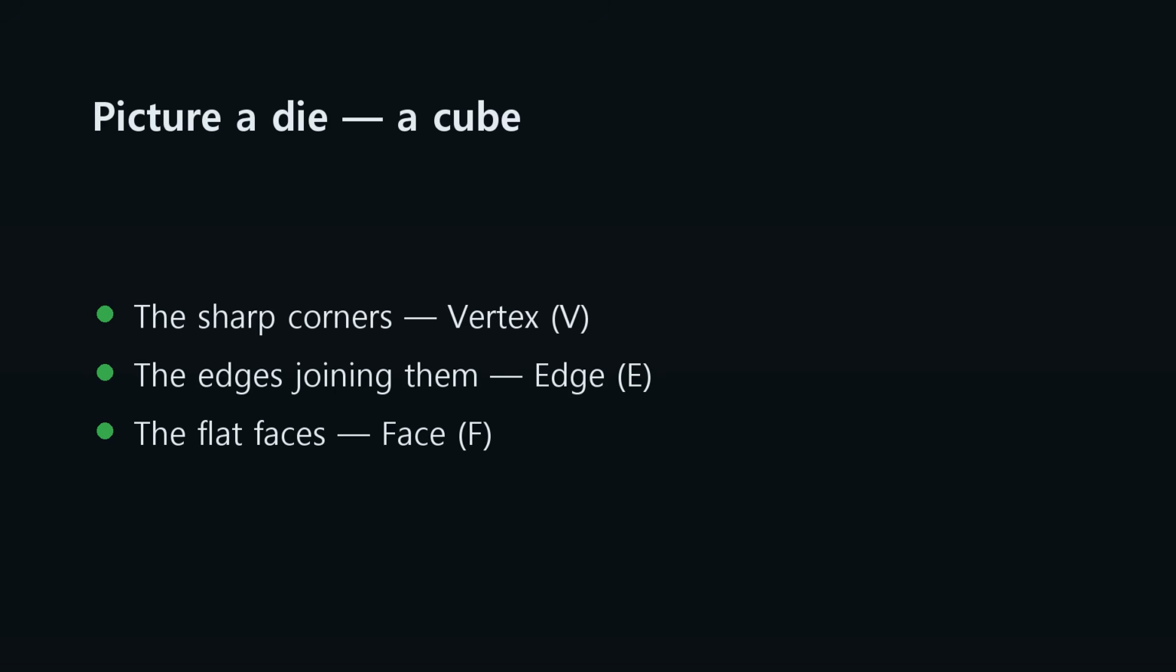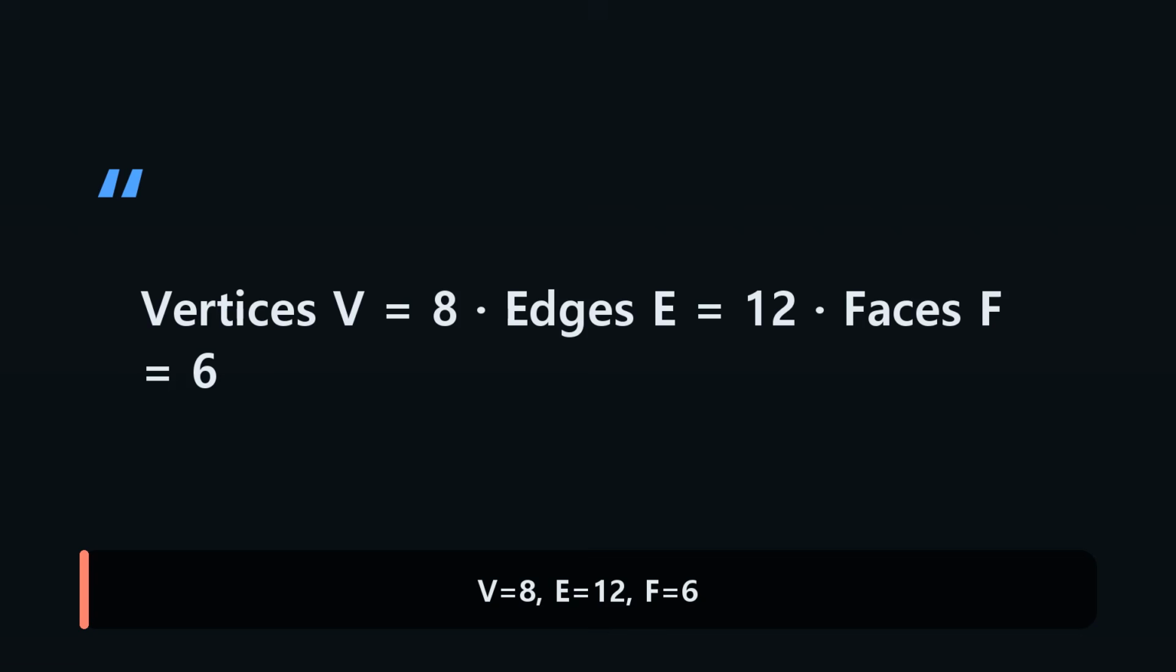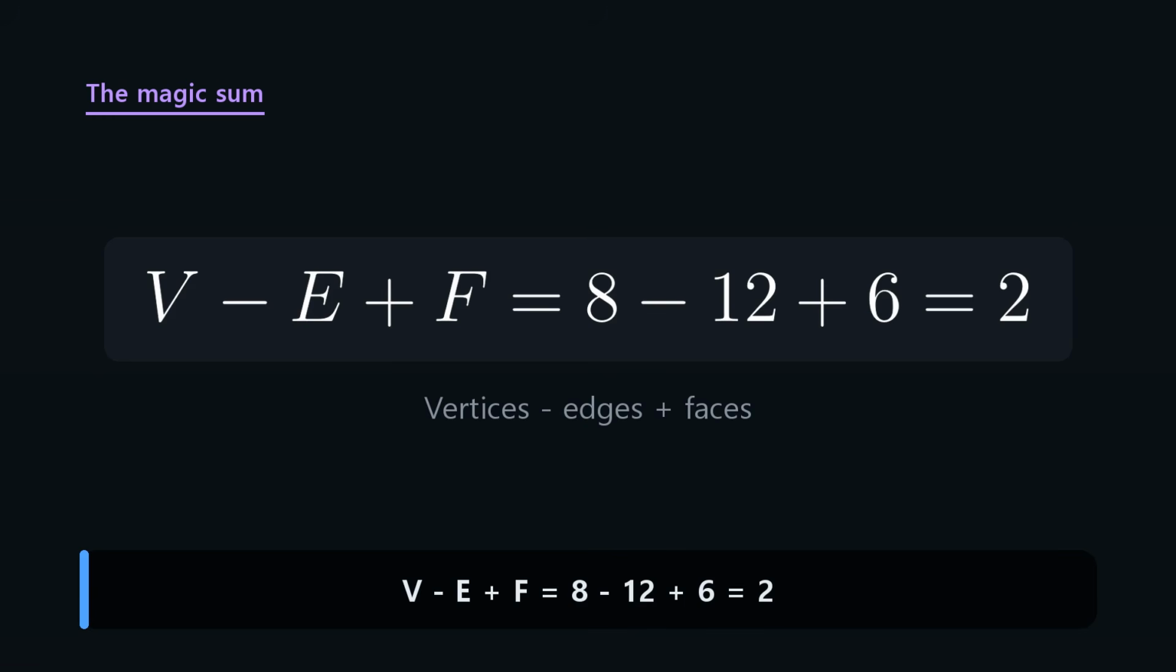Picture a die in your head. It has sharp corners, edges joining them, and flat faces. Count them. 8 vertices, 12 edges, 6 faces. Now let's do one very simple piece of arithmetic. Take the vertices, subtract the edges, add the faces. 8 minus 12 plus 6, and you get exactly 2.